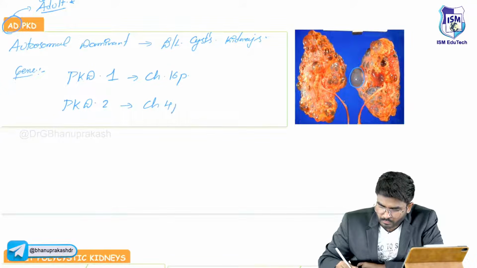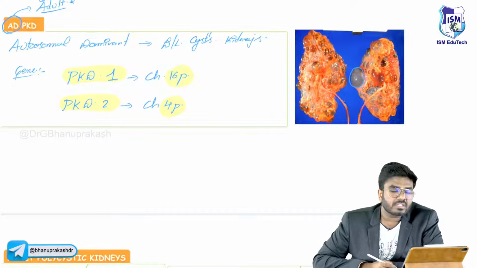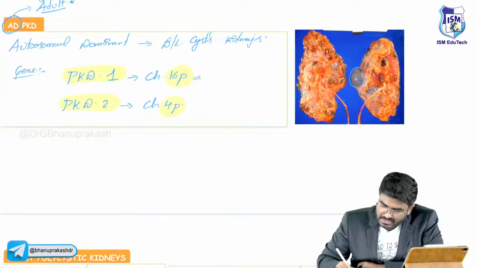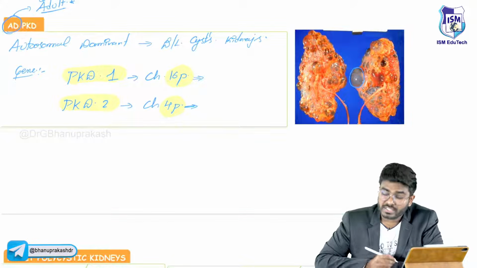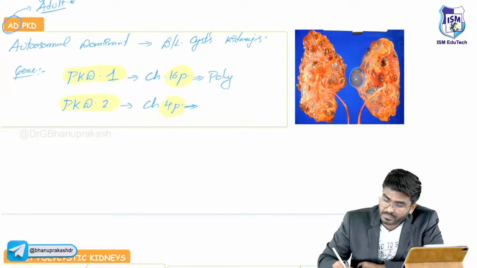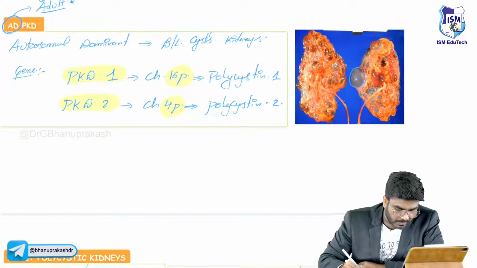Okay, chromosome number 16p and chromosome number 4p. PKD1 gene, PKD2 gene. So because of these gene mutations, what is the protein that's going to be defective? Fibrocystin? No, it's polycystin. Polycystin 1 protein defect, polycystin 2 defect.